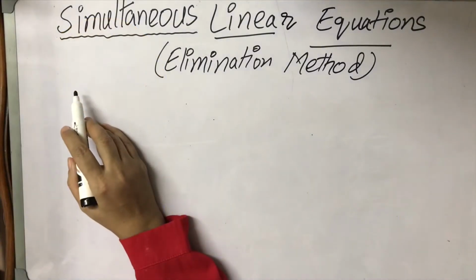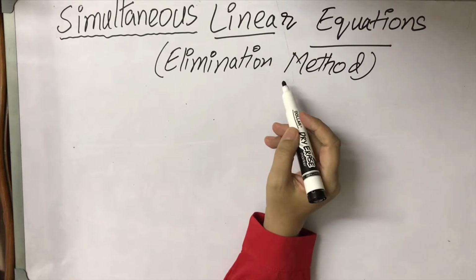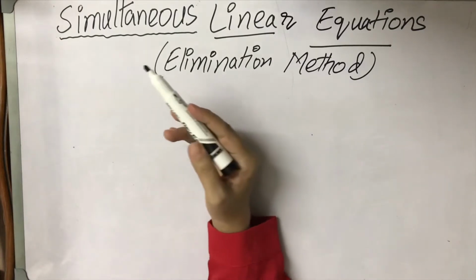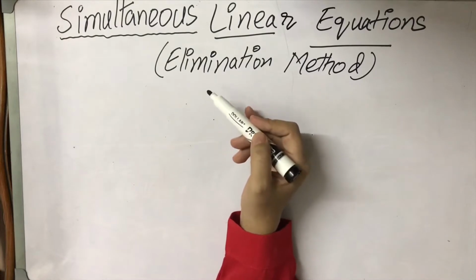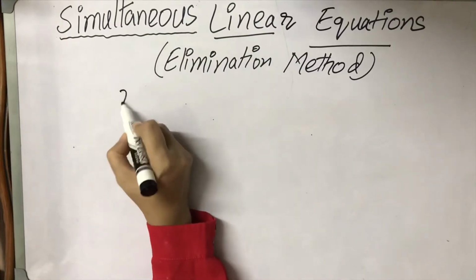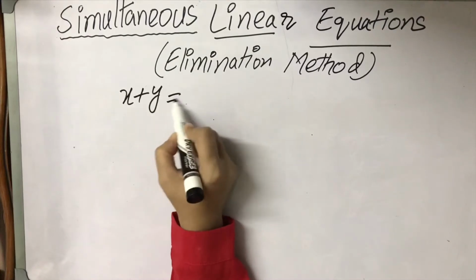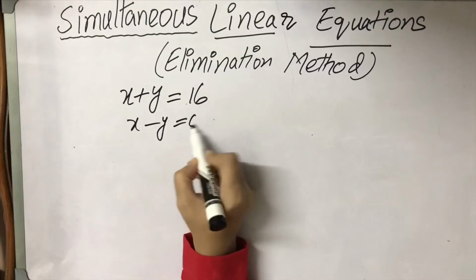We are going to solve a pair of simultaneous linear equations using the elimination method. We will be having a pair of equations and we have to find the values of the unknowns, you can say x and y. Okay, the first pair of equations is x plus y equals 16, x minus y equals 0.